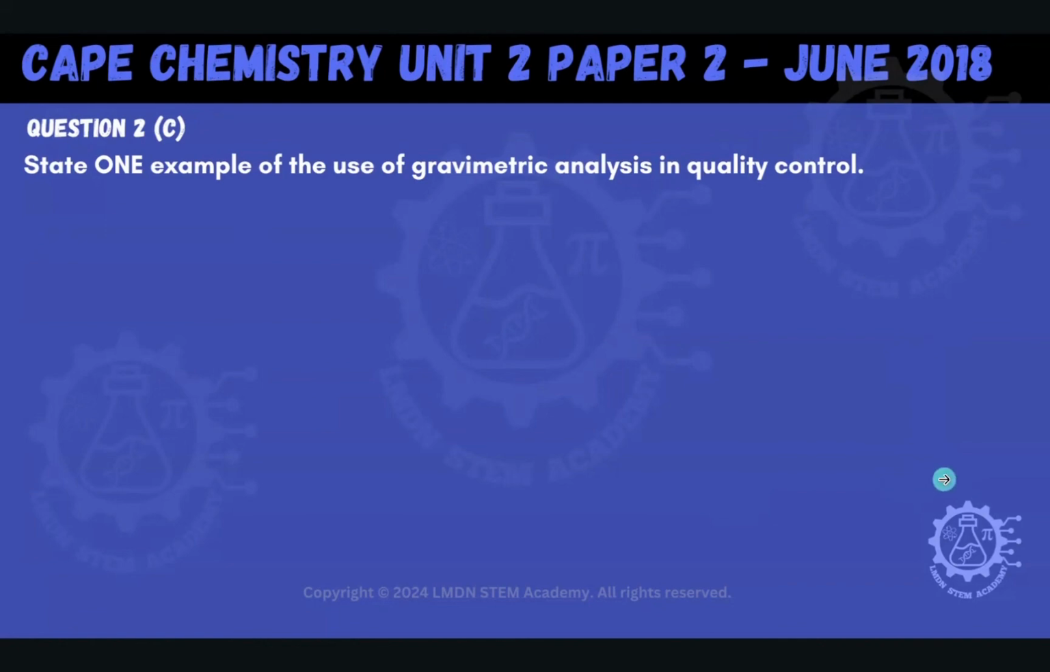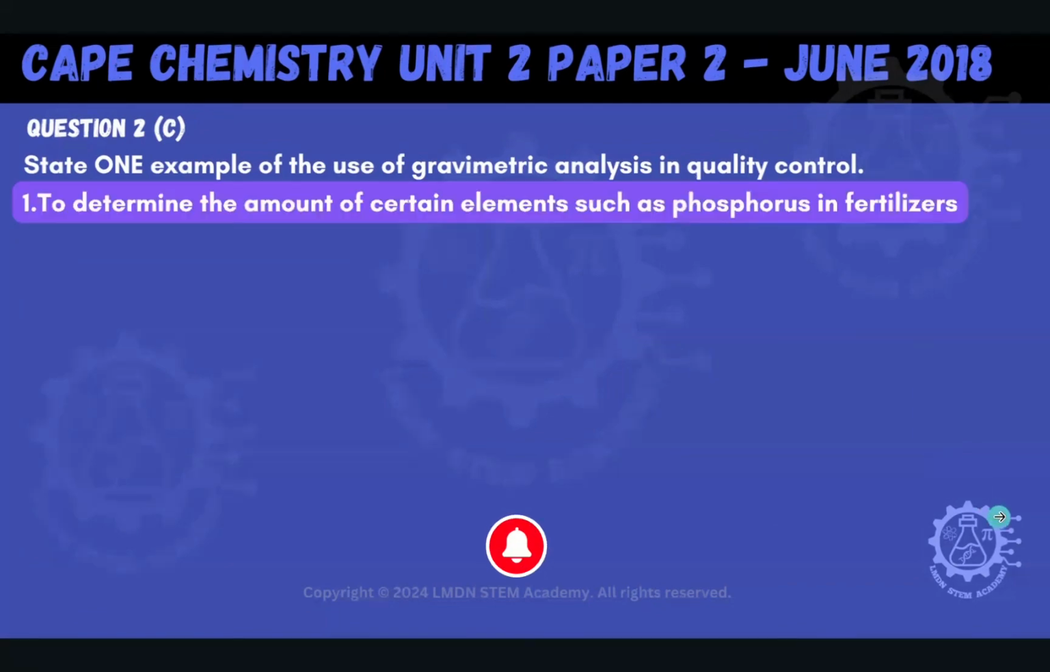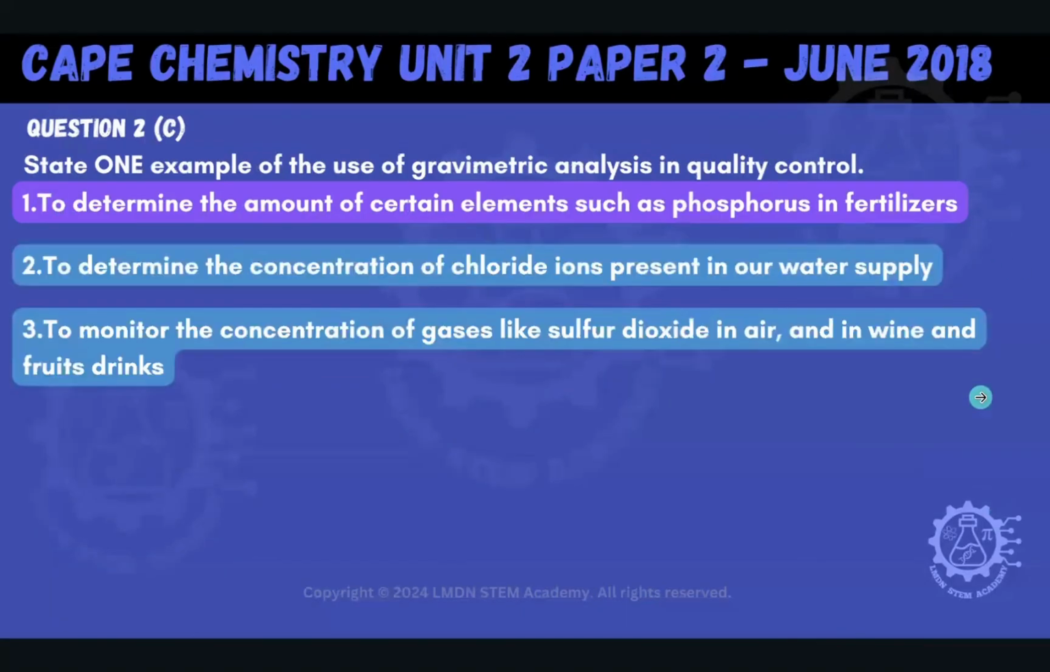Here is one example that I would have written. I would have written that it can be used to determine the amount of certain elements, such as phosphorus in fertilizers. That's a very specific application, and that's what they want. So I wrote that one for my first one. That's what I would have submitted, but you could have also written that it can be used to determine the concentration of chloride ions present in our water supply, or it can be used to monitor the concentration of gases like sulfur dioxide in air and in wine and in fruit drinks.